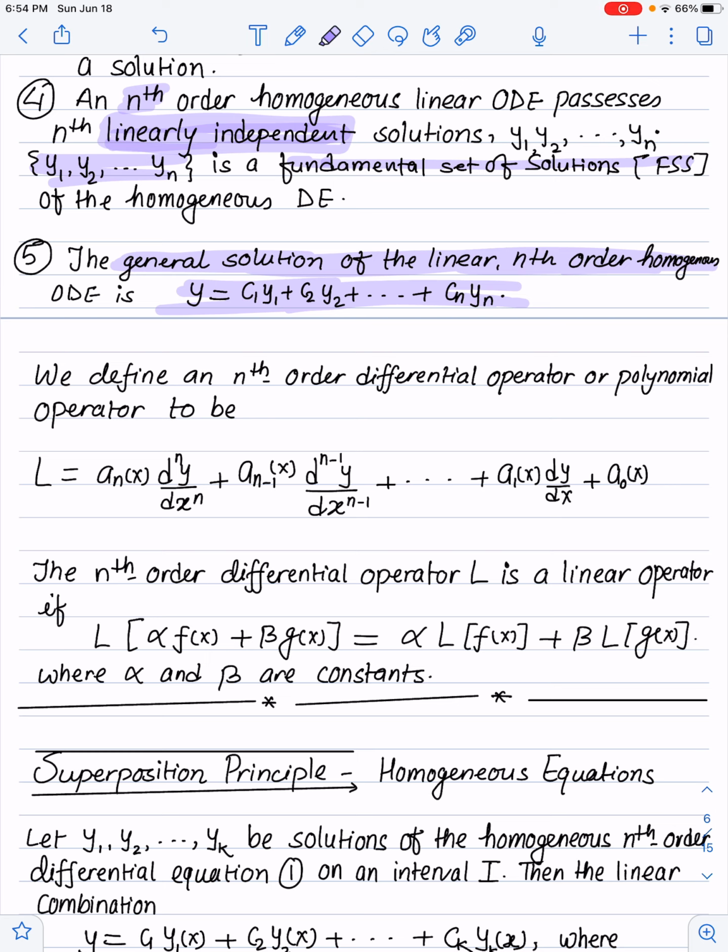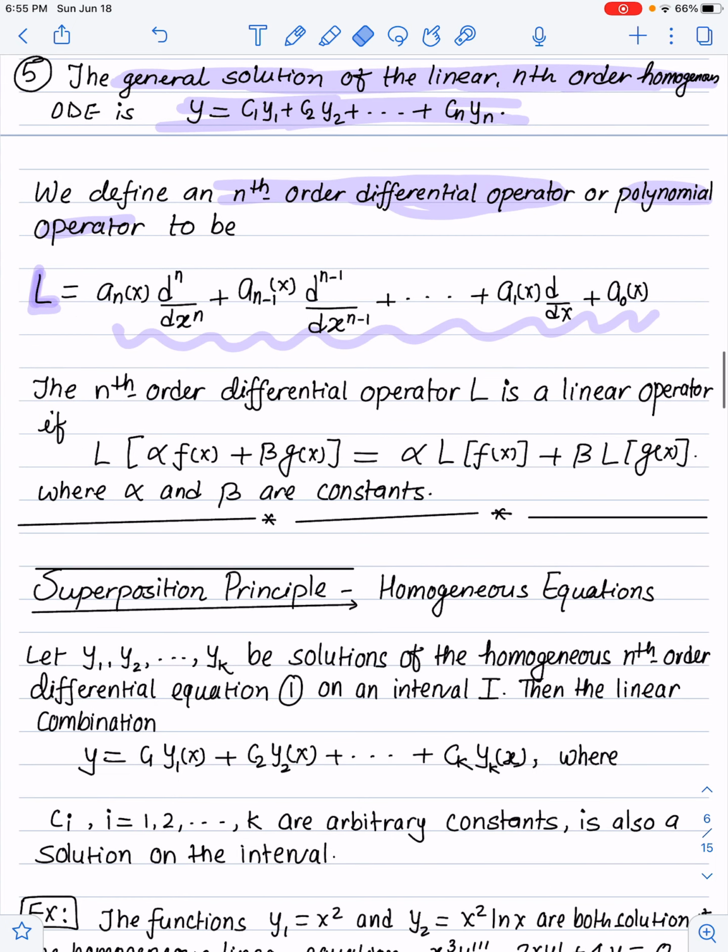Let's look at another term. We define the nth order differential operator as follows: nth order differential operator, or polynomial operator, to be L. Okay, so this can be defined as just L. Oh, I forgot to erase this y. All right, this is considered the nth order differential operator.